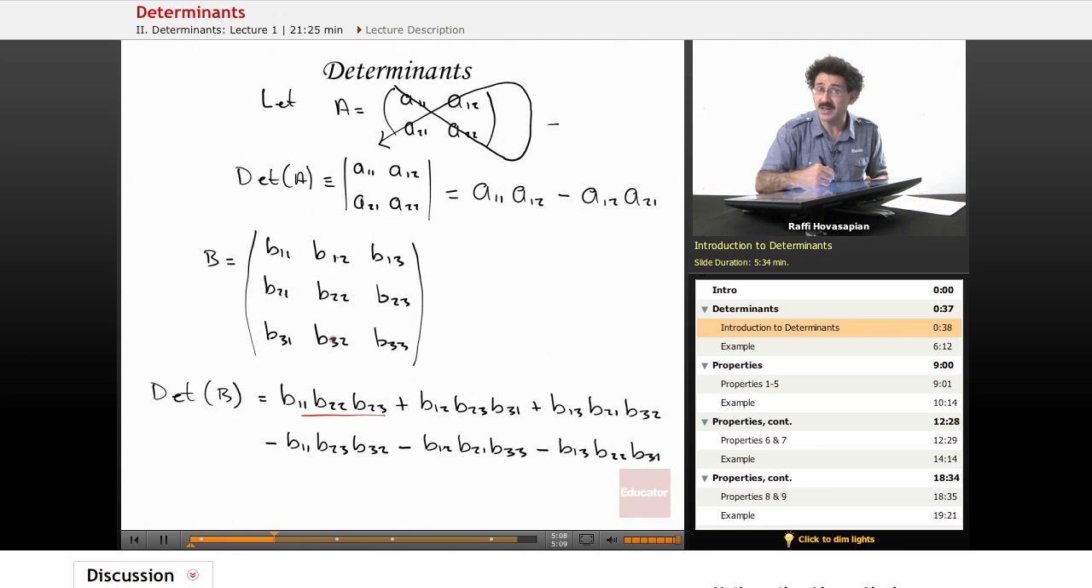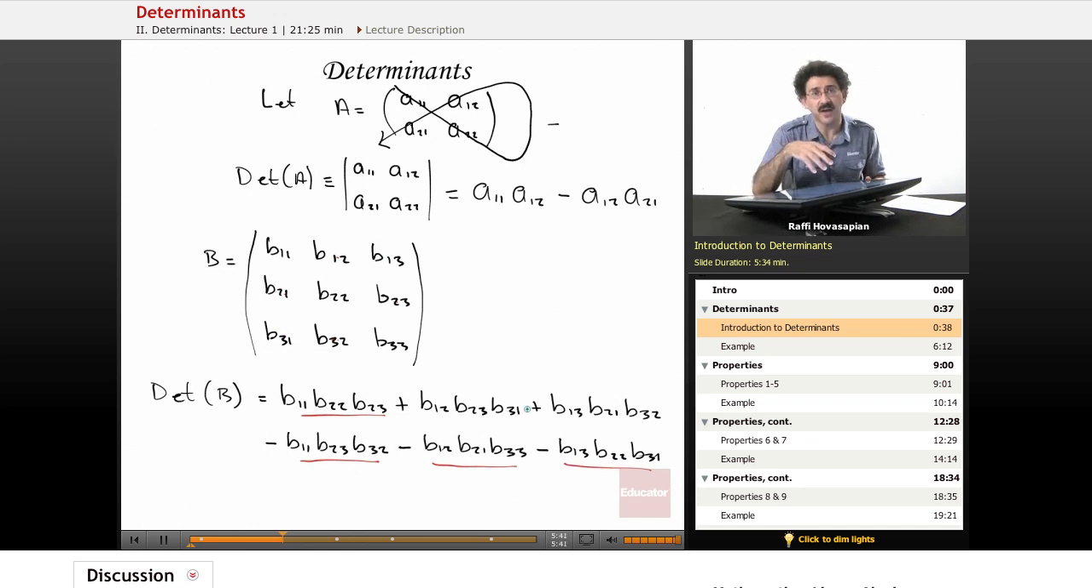Now let's deal with the minus part. Go back to the B11. Well, B11, now try going down to the left. Well, there's nothing here at the left, but you need 3 terms. So it's B11, B23, B32. Go to the next one over. B12, B21, there's nothing here, but there's one here, B33. B13, B22, B31.